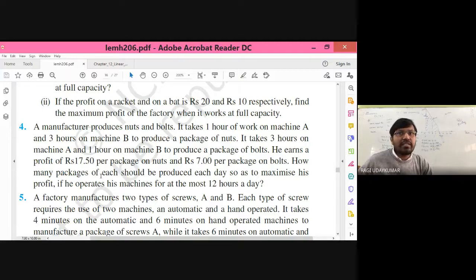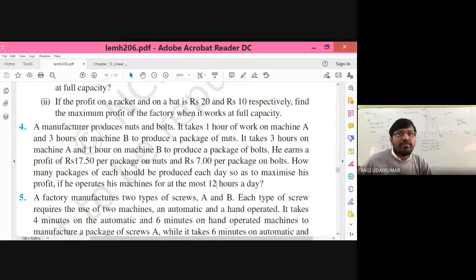How many packages of each should be produced each day so as to maximize his profit, if he operates his machines for at least 12 hours per day? So both machines he is operating at least 12 hours. At least 12 means minimum 12. If the question were given as at most, it would be maximum 12 hours, not more than that, you can use less.